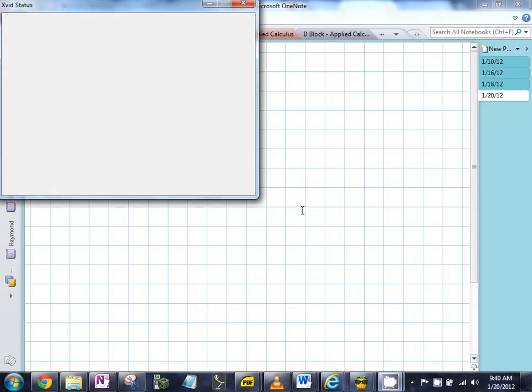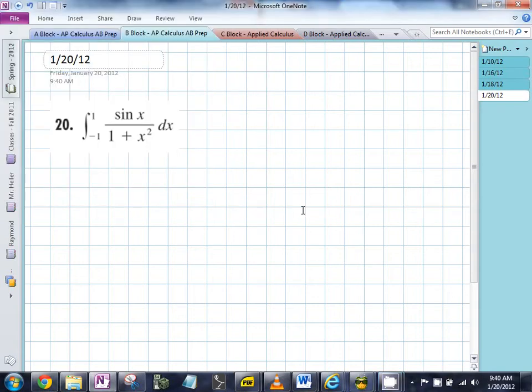So on 20, you're presented with something that's pretty interesting. What might you try to do first? What's one thing you might try to do? U-sub. Does U-sub work? No, it doesn't. What's another thing you could try? Simplify, sure. Can you go anywhere with that? No. You might recognize something.